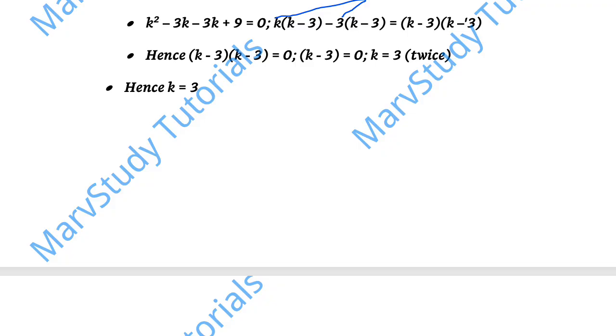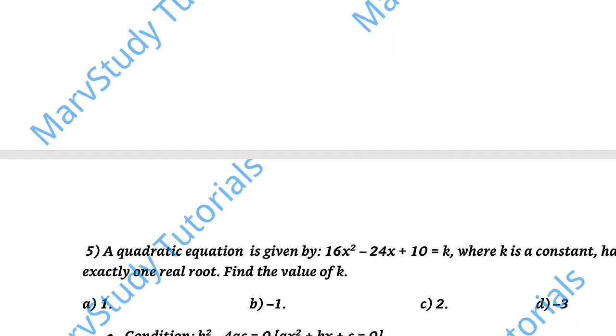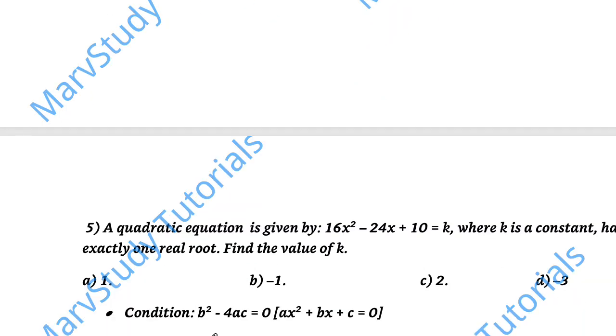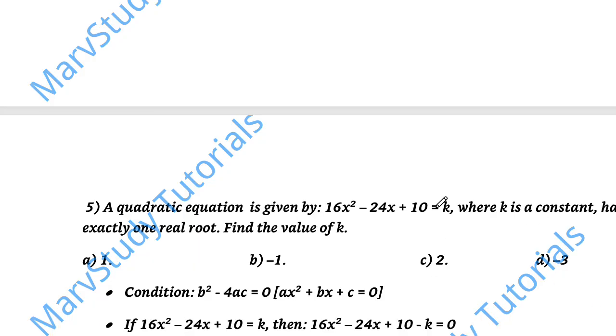So that means it's going to have equal roots. Equal roots means b squared minus 4ac is going to be equal to 0. So all we need to do is take the k on the right-hand side of the equation to the left, and that becomes 16x squared plus 24x plus 10 minus k equal to 0, because it has to conform with ax squared plus bx plus c equal to 0.